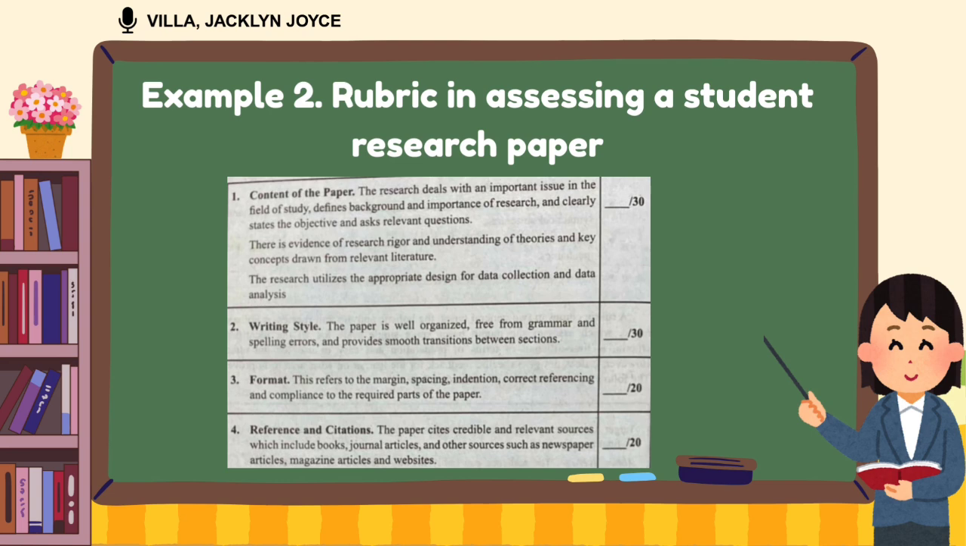Third is format. This refers to the margin, spacing, indentation, correct referencing, and compliance to the required parts of the paper. This is about following proper formatting rules. It checks if the student used correct margins, spacing, and indentation, followed proper formatting for headings, titles, and structures, and included all required parts of the paper.